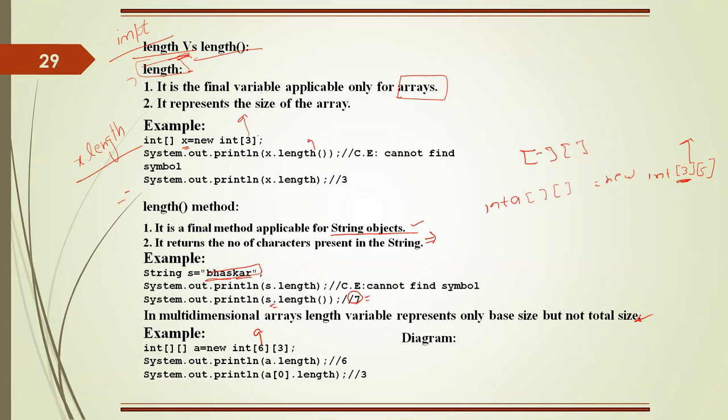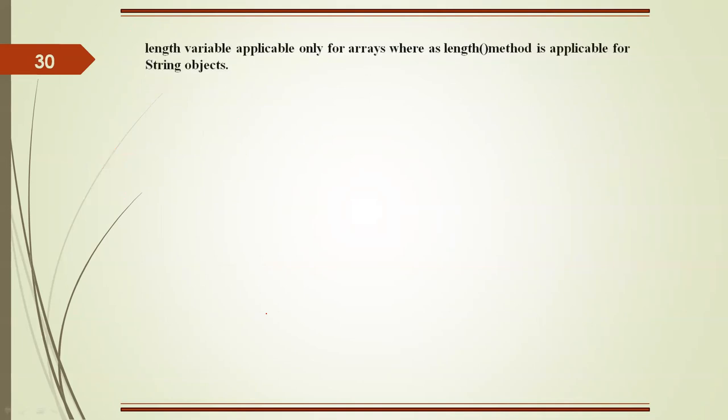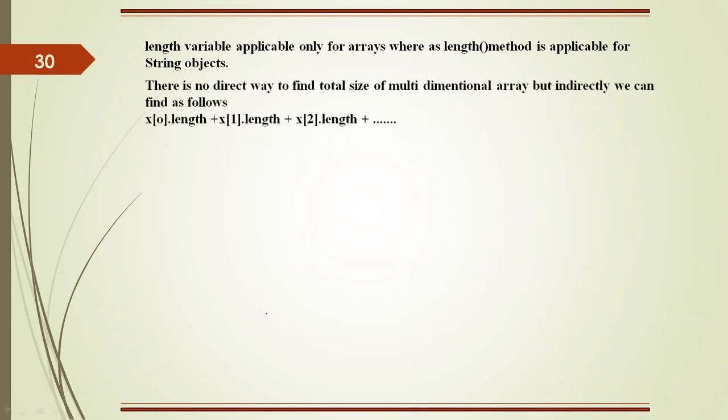So now it's complete, the diagram also. So the length variable is applicable only for arrays, whereas the length method is applicable for string objects. Right now there is no direct way to find the total size of a multi-dimensional array, but indirectly we can find it as follows. Like that, we can follow length, length, and then combine this length.